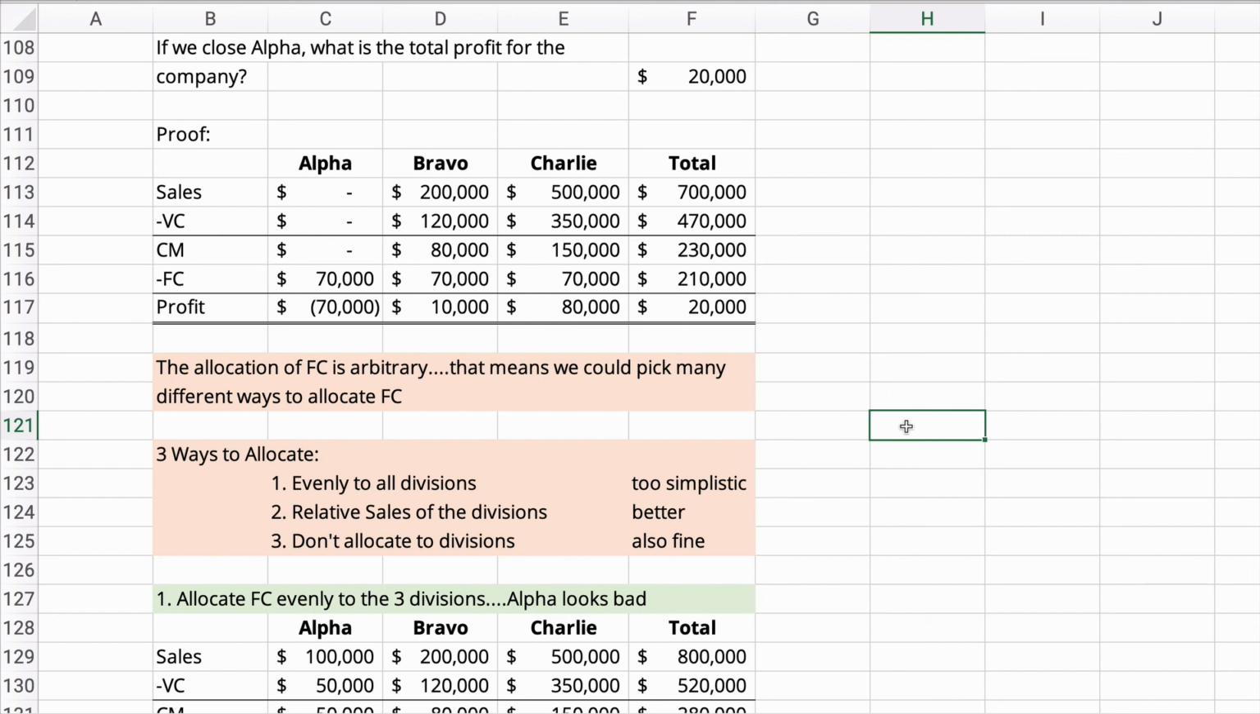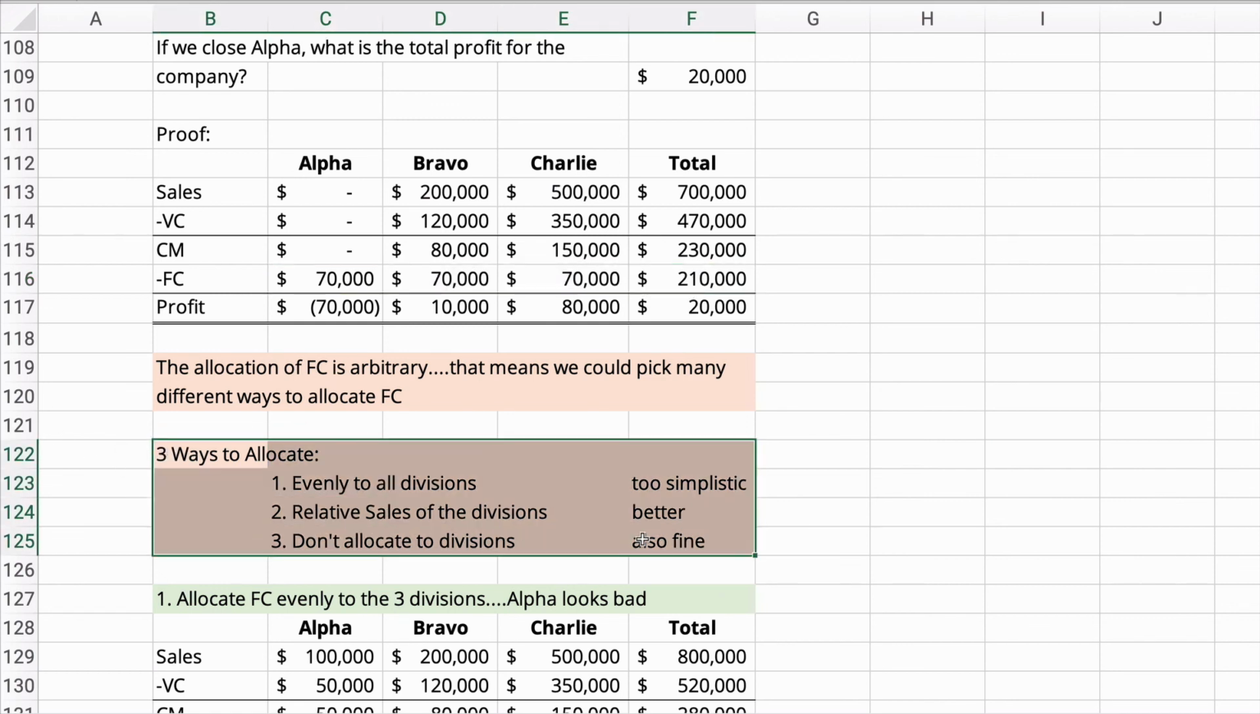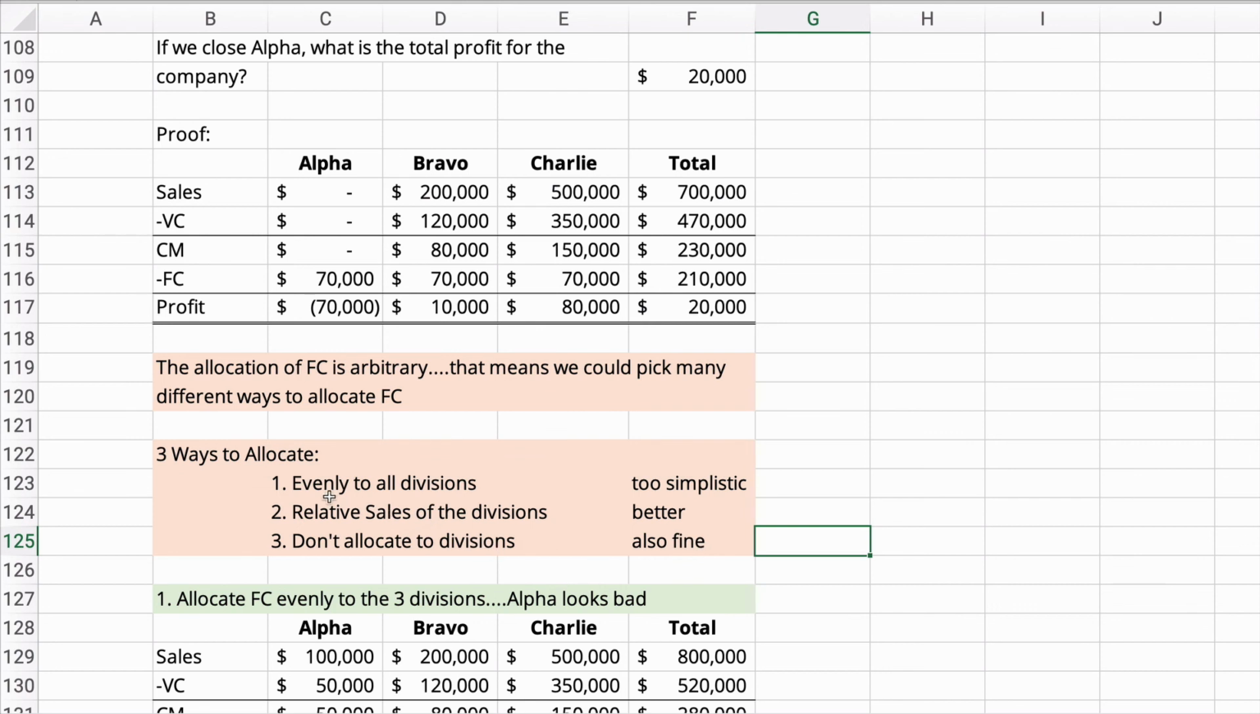Now, how did they allocate this? Looks like they allocated this completely evenly. So let's look at the ways to allocate it. You could allocate it evenly to all divisions. That is super simplistic. That's not really thinking. Why would you do that?